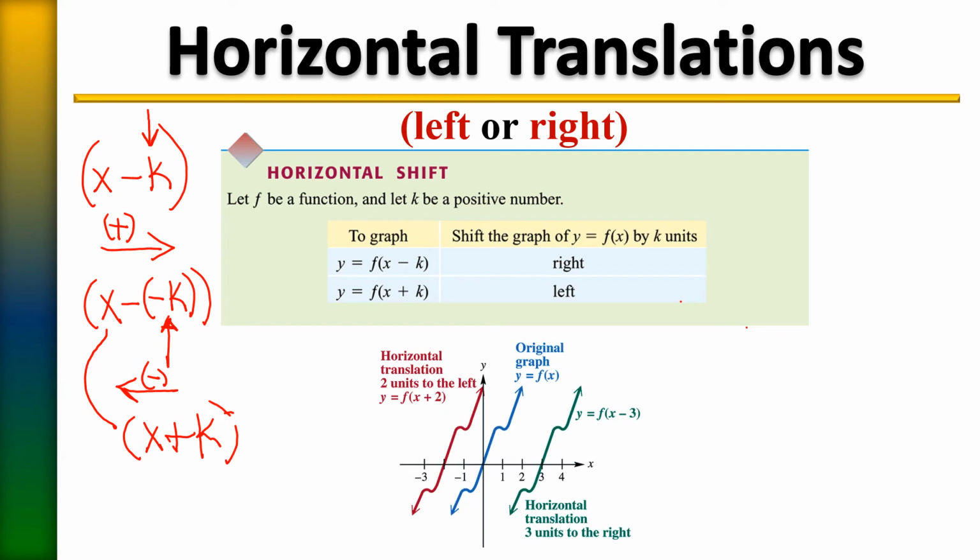If you take a look at this graph here, you'll see that the blue is the original graph. And then within the function, you see x plus 2, and it was moved 2 units to the left. X minus 3 was moved 3 units to the right.